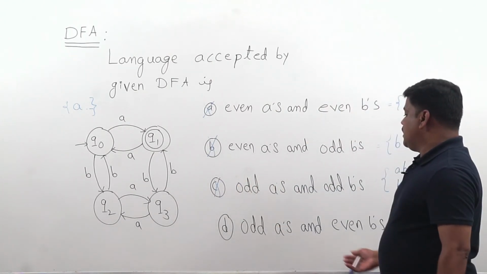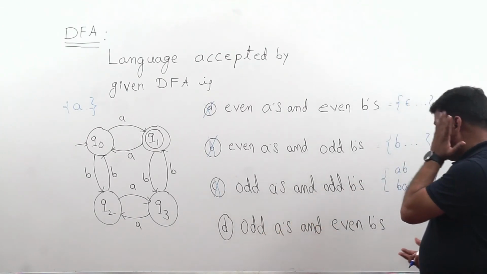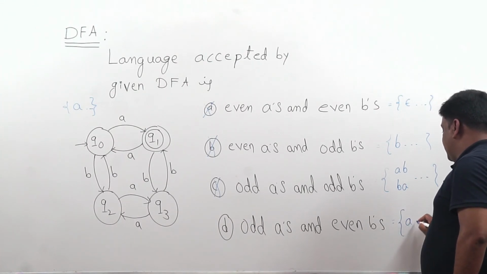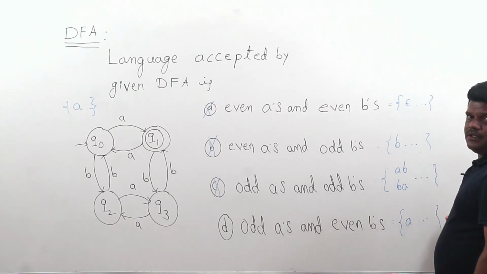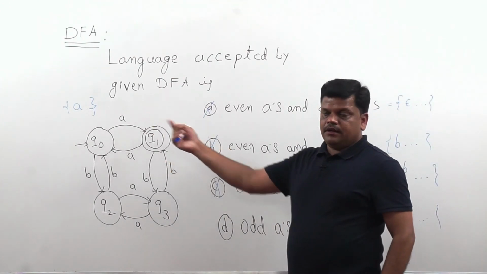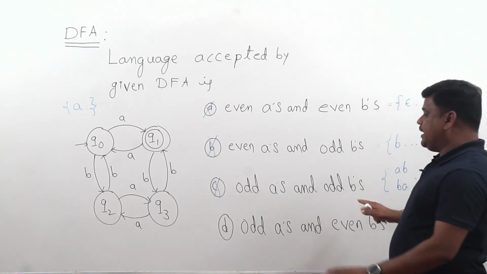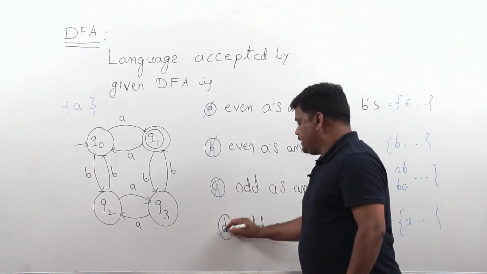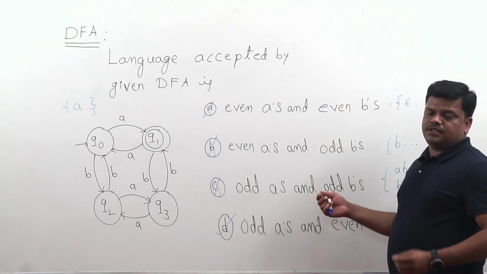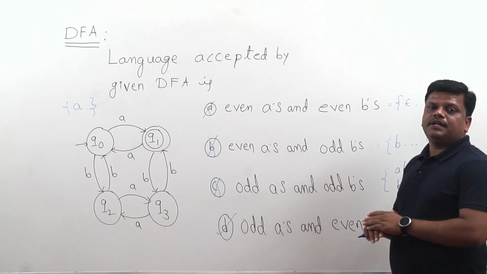Come to the D option. Odd number of A's, 1A minimum string, even number of B's, 0 number of B's. So minimum string is A, followed by so many other strings. Hence, minimum string accepted by this automata is A. Minimum string generated from this option D is A. Both are equal. Hence, by using this, we can say D is the answer. Like this, by using elimination method, we can solve the question in a very simple way and small amount of time in the GATE examination.